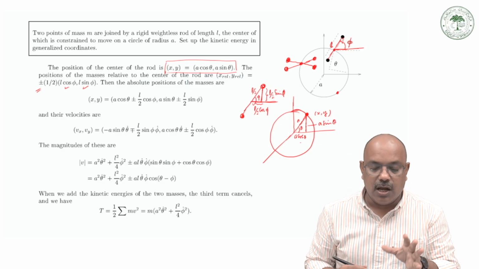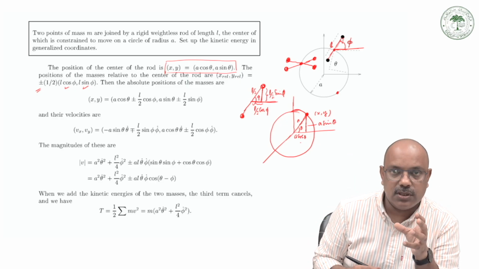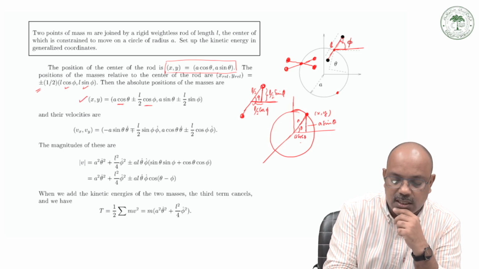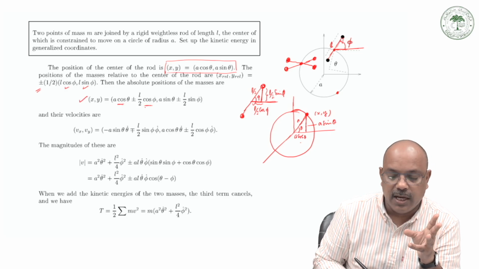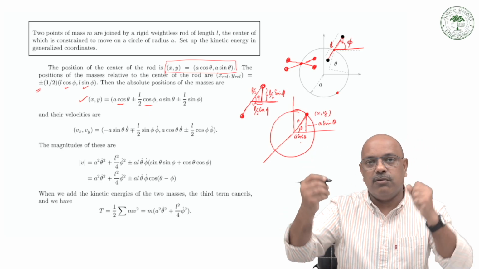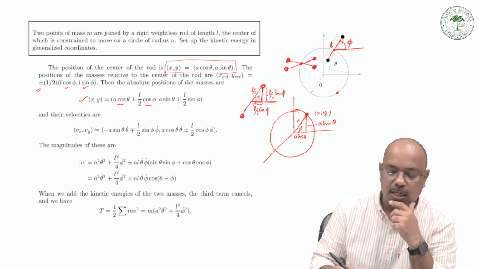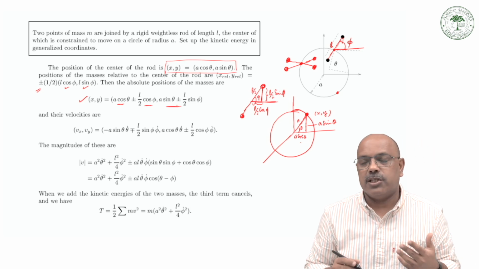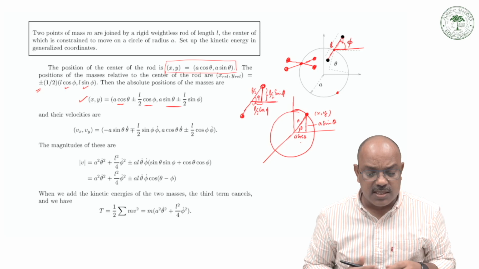So this is how you define the configuration, or the position, of the system. The x position is a cos theta plus or minus L/2 cos phi for the one mass. This mass can be up and this mass can be down, or vice versa. And the y position is a sin theta plus or minus L/2 sin phi.